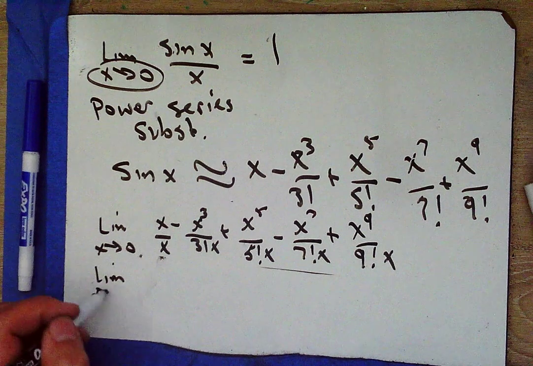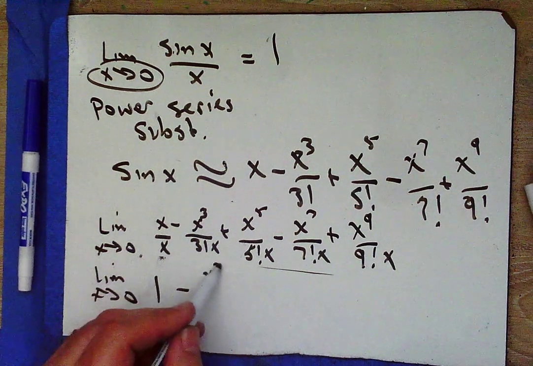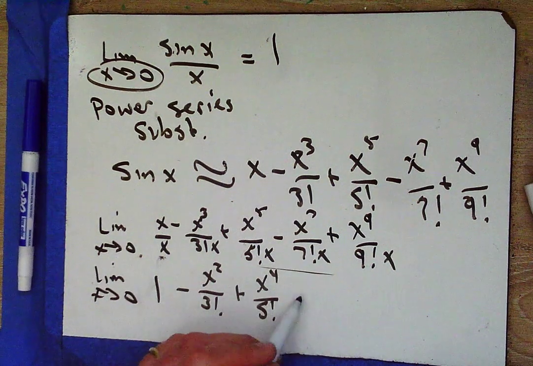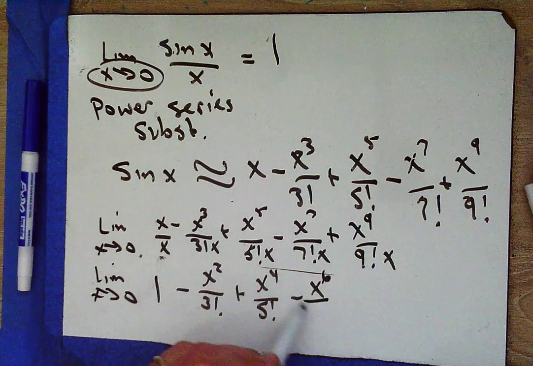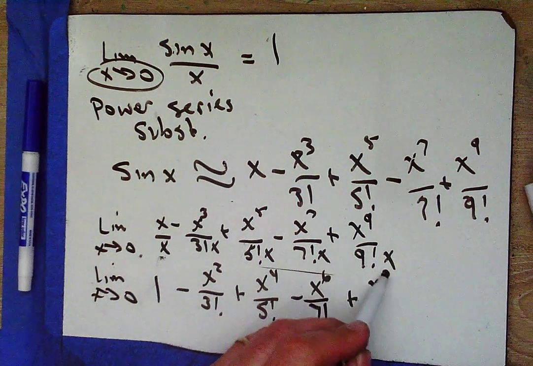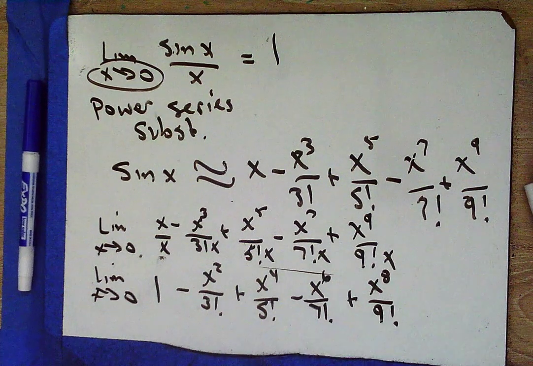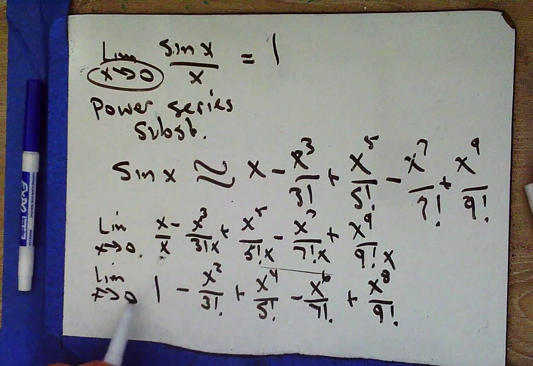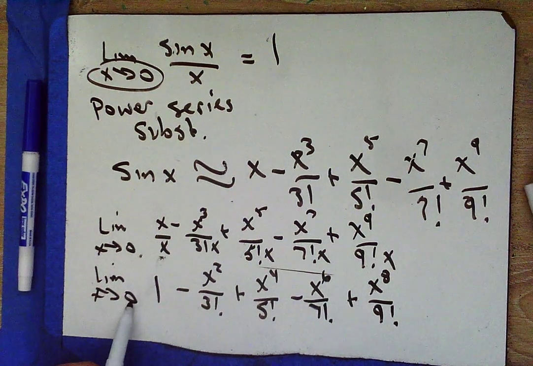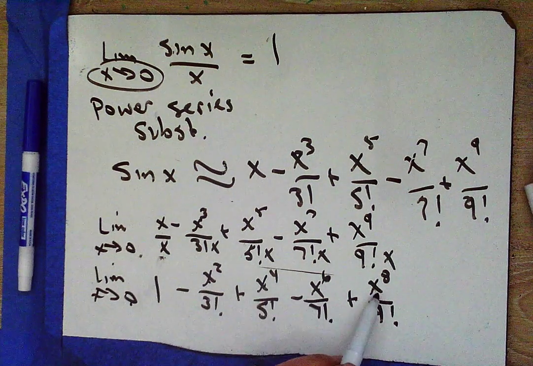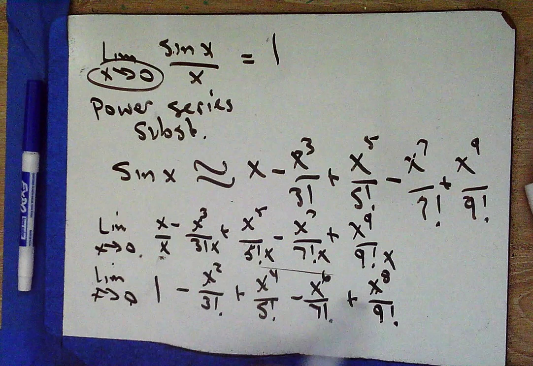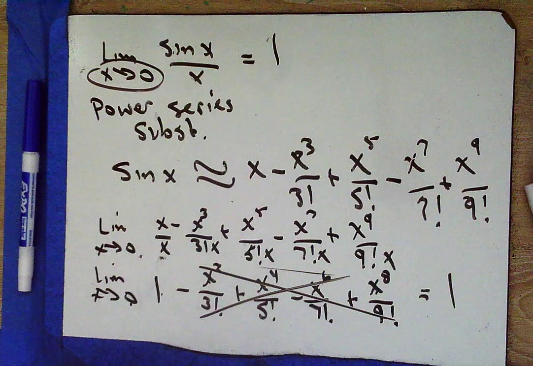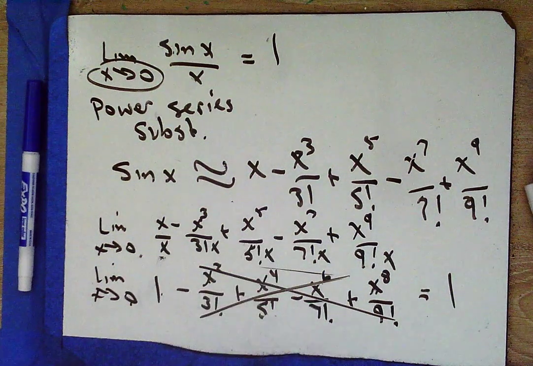Okay? So now let's simplify here. We've got the limit as x approaches 0 of 1 minus x squared over 3 factorial plus x to the 4th over 5 factorial minus x to the 6th over 7 factorial plus x to the 8th over 9 factorial. Yeah? And that's nifty keen because look what happens. Let's do direct substitution now. Let's plug in a 0 for all the x's. 0, 0, 0, 0. What happens to all these terms? They all go away, and I'm left with 1. This limit is equal to 1, and I can show you when I use a power series.